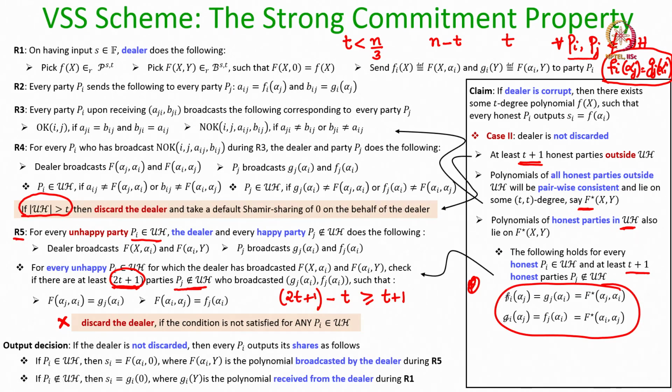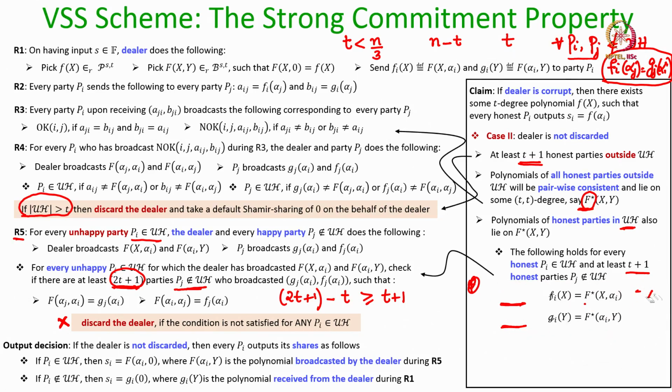So, we can't have two different t degree polynomials having t plus 1 or more common points. So, if at all this condition is satisfied, that means we have the dealer's polynomial fi of x, the dealer's polynomial gi of y, and we have these polynomials f star of x, alpha i, right. So, these points are nothing but points on f star of x, alpha i and f star of alpha i, y. So, basically we are showing here that whatever polynomials the dealer has made public, they are the same as the supposedly ith row and ith column polynomial lying on this bivariate polynomial f star of x y.